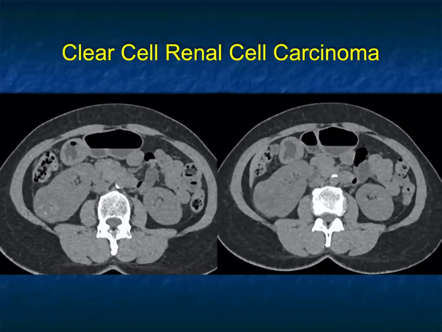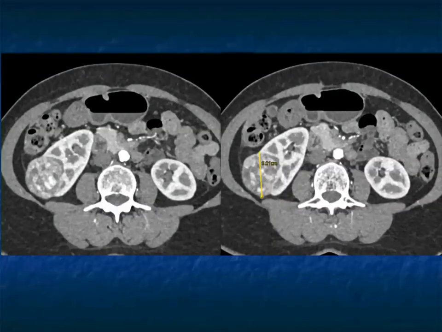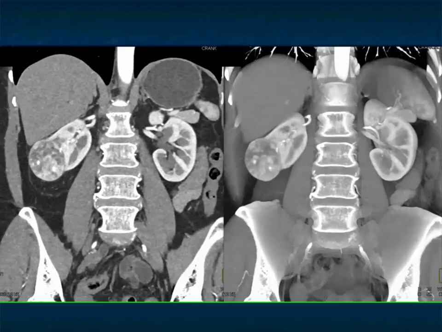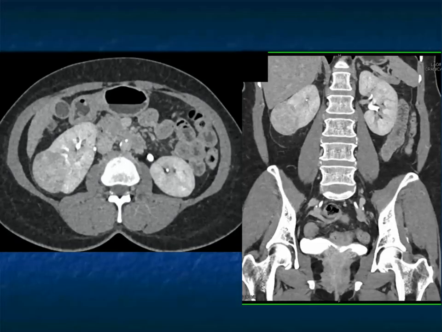Here's just a simple example, non-contrast scans. Solid mass, right kidney, very vascular. Clear cell renal cell carcinoma. It's the periphery of the kidney. Partial nephrectomy should work very nicely.